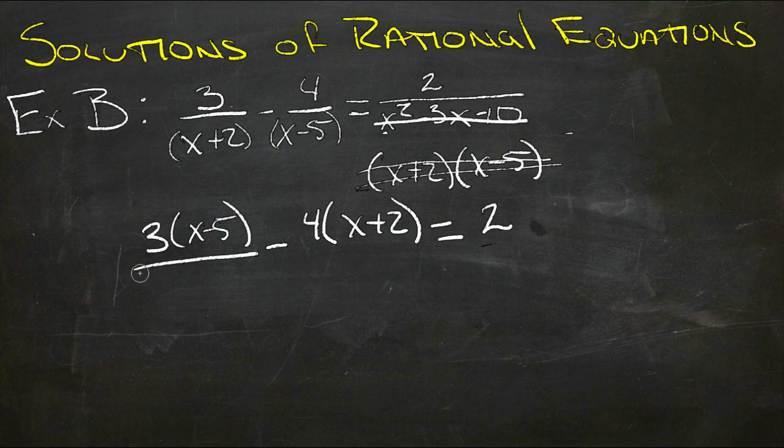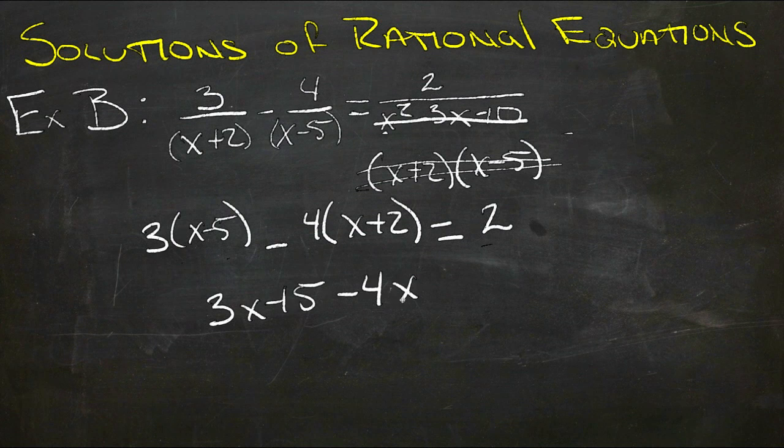So now we have 3 times x minus 5 minus 4 times x plus 2 equals 2. So we'll go ahead and distribute these out. We'll get 3x minus 15 minus 4x minus 8 equals 2. Combine all our terms. We'll subtract 2 from this side over here and combine these two.